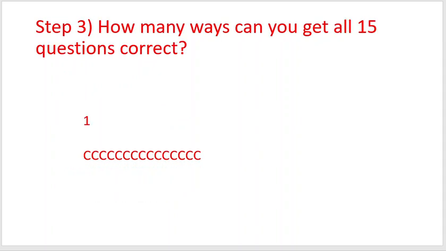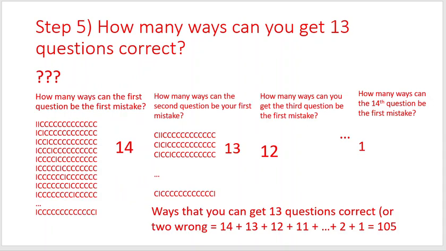Now let's have a look, and this is a little bit more complicated. How many ways can you get 13 questions correct? So essentially, how many ways can you get 2 questions incorrect? Now this takes a bit more thinking. If I look at all the different possibilities, I've broken it down to saying, how many ways can you get the first question wrong and still get only 13 questions right? So you've got one of the other ones wrong. So we've got the first question wrong, and then that follows through that you would have 14 different ways of getting the first question wrong and then getting one other wrong in some way.